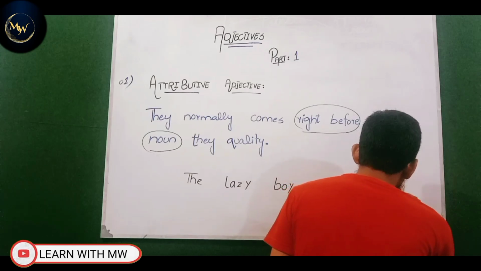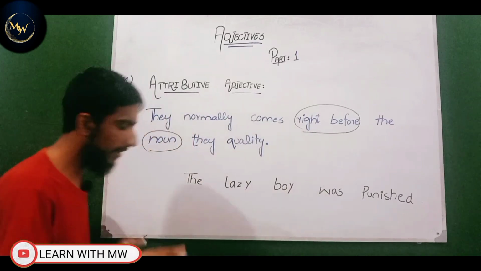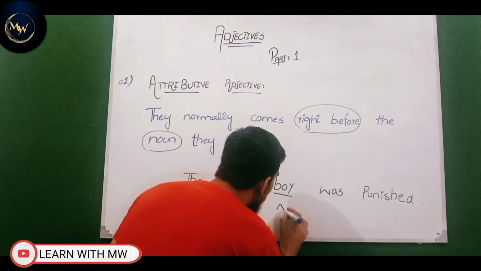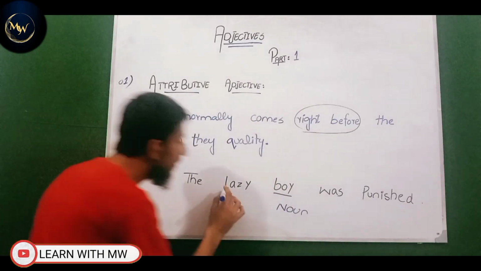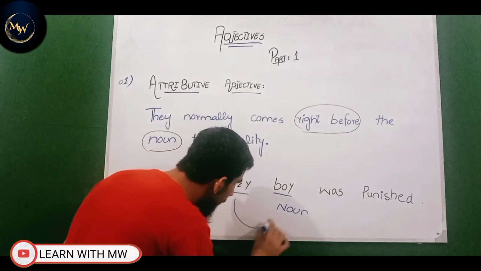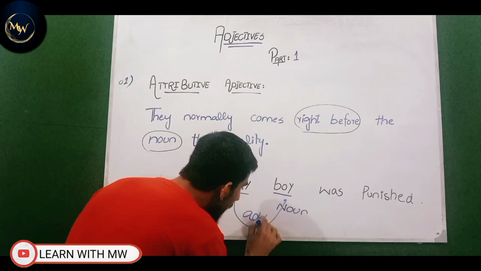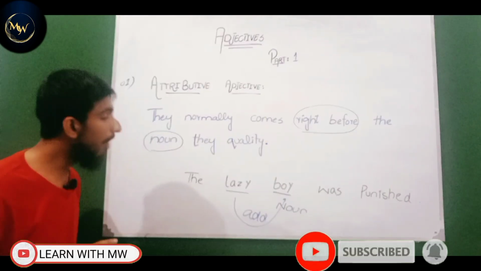The lazy boy was punished. So I write a short sentence. Look at what is boy? Boy is a name, and names are basically called noun in English grammar. Look at what lazy does. Lazy basically adds meaning to the noun boy. That's why lazy is basically an adjective in English grammar.